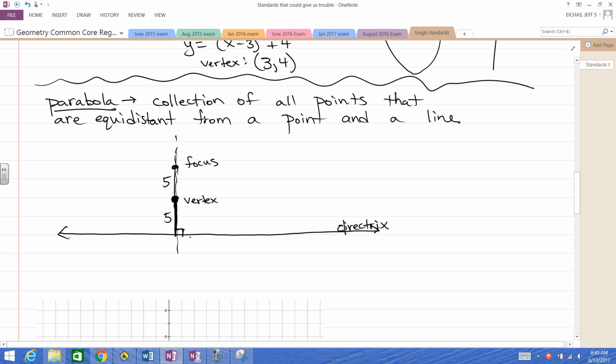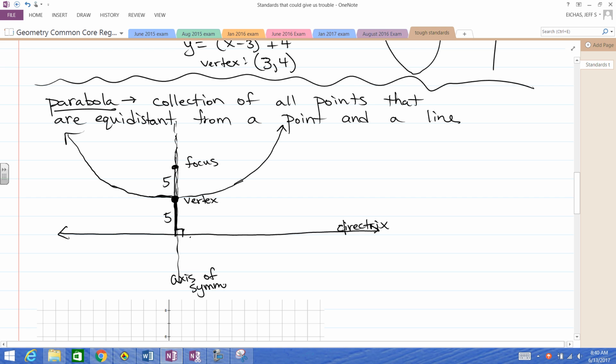I'm going to try to sketch a parabola that is going to work, and I'm probably way off, but I'm going to do my best. What you're going to notice is, if you remember, parabolas are symmetric, and the line of symmetry goes through the vertex. Now, here's the other part of it. The axis of symmetry is also perpendicular to the directrix.